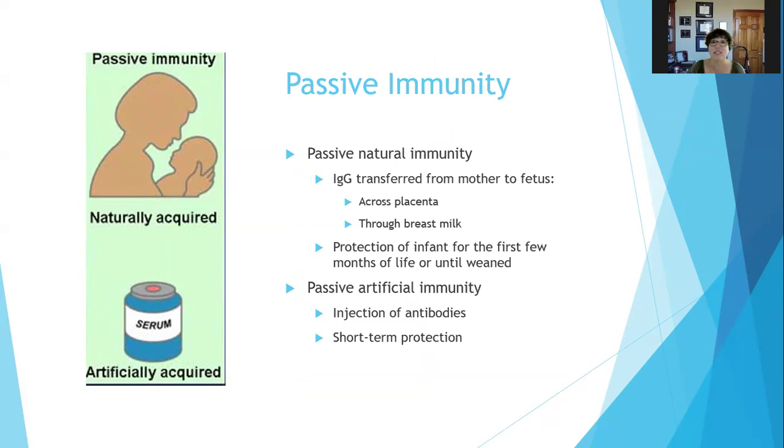So the way we naturally get antibodies for passive immunity is from our mother, either across the placenta or through breast milk. And because we're brand new, when we're newly born, we have a new immune system. We haven't developed immunity yet. And so the passive natural immunity that we get from our mother protects us for the first few weeks or months of life, until we can start developing our own immune system. So that's passive natural immunity. Passive artificial immunity is where you get an injection of antibodies, and it gives you short-term protection against whatever you were exposed to.